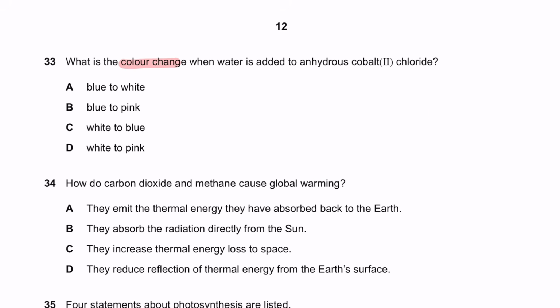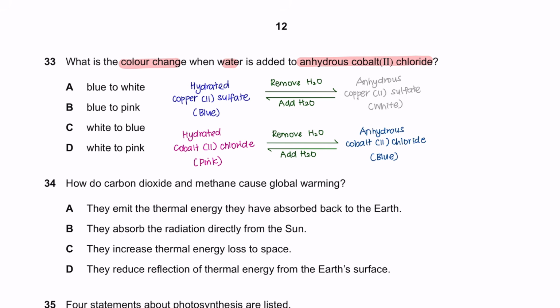What is the color change when water is added to anhydrous cobalt chloride? Please remember the result of these 2 compounds, anhydrous copper sulfate and anhydrous cobalt chloride. When water is being added, the anhydrous cobalt chloride, which was previously blue, will turn to become pink. So the answer is B.